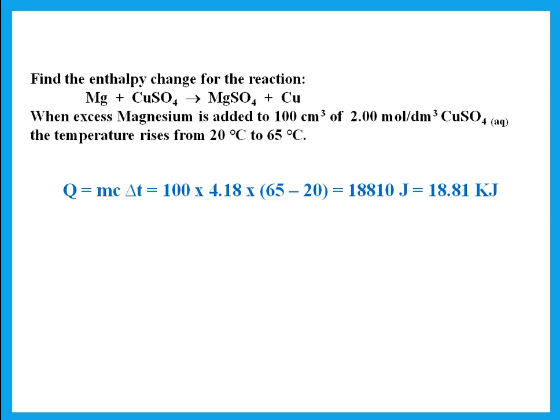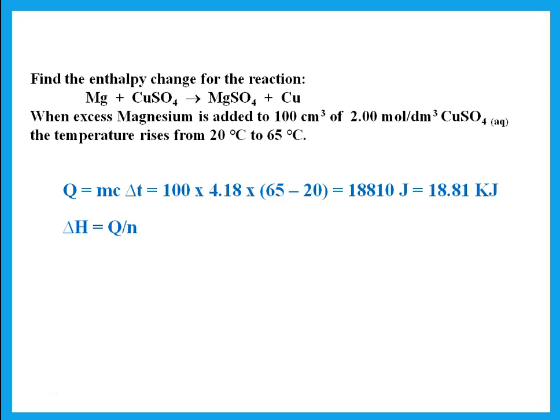That's 100 grams. Times C, you should know that C is 4.18, times delta T, which is the difference in temperature. So it went from 20 to 65. The difference between them is what we call delta T. Now, remember that the Q that comes out from this equation is in joules. So usually it's a big number, and we divide it by 1,000 to get it in kilojoules. Then he wants the enthalpy change, and you should realize that delta H is Q over N.